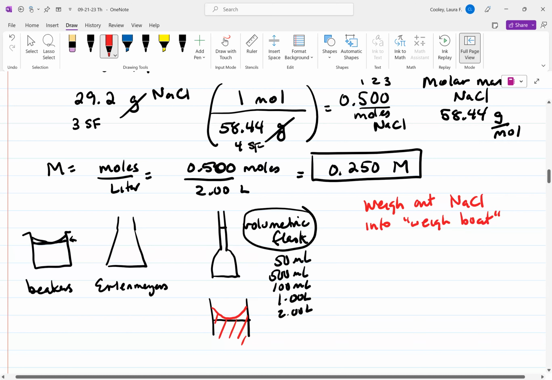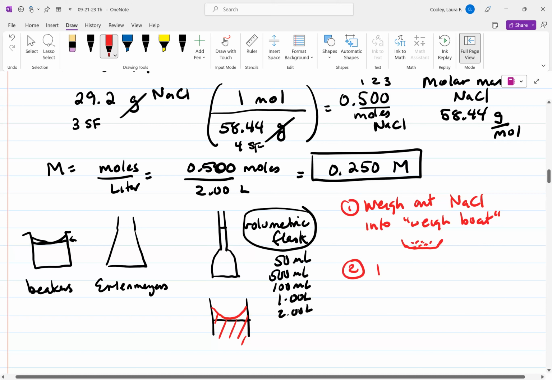A weigh boat is literally a little plastic holder. It doesn't really look like a boat, but it's got sides, like a little raft. Anyway, you have this little weigh boat, and so you would weigh the stuff inside the weigh boat. So that's the first thing.